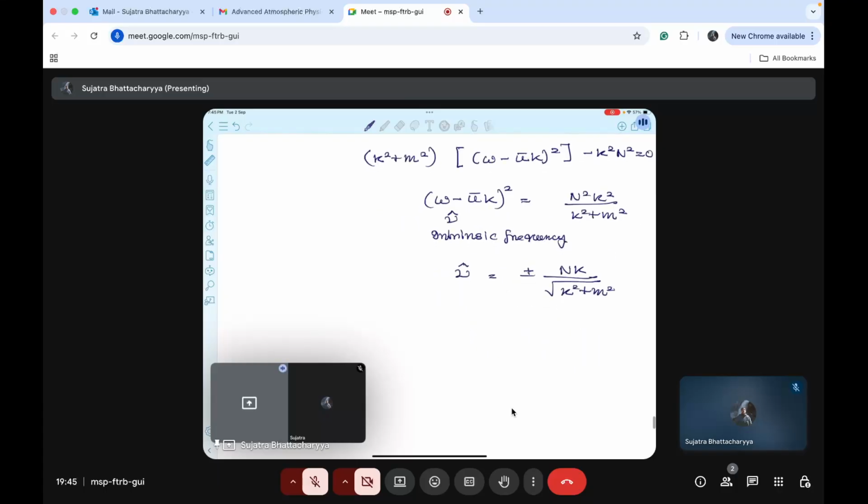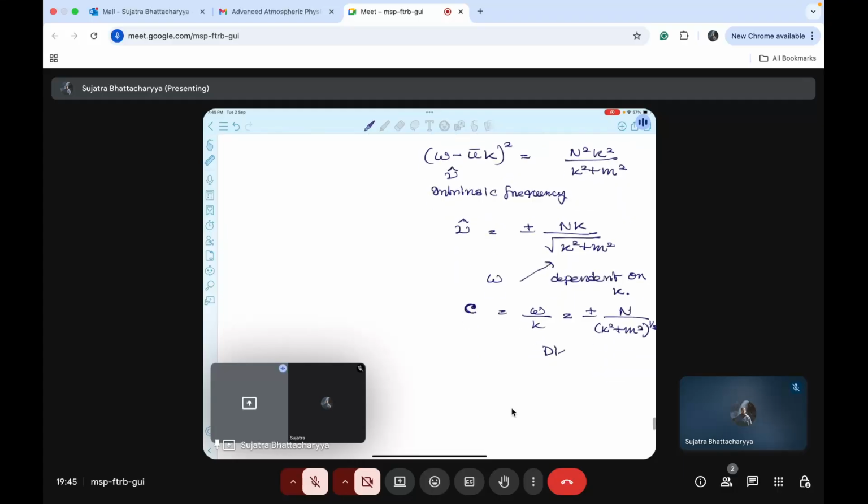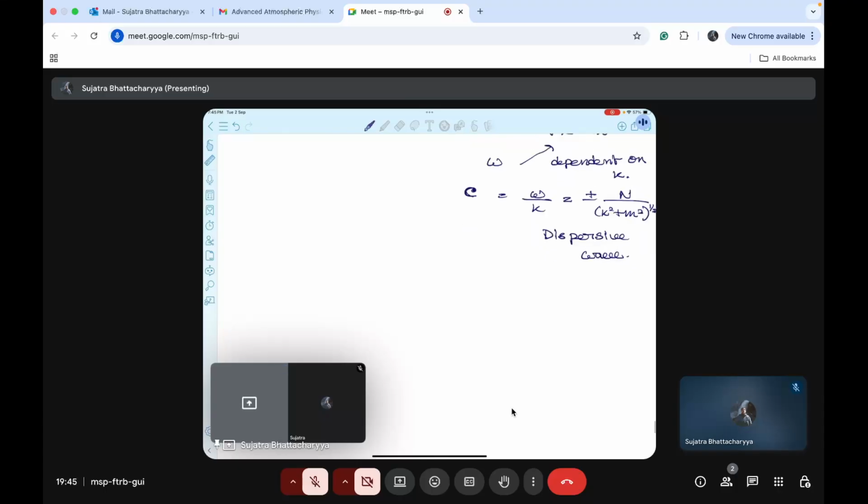And you can clearly see that your omega is dependent on k, or the phase velocity, which is omega by k, is nothing but plus minus n divided by (k square plus n square) to the power half. So these are dispersive waves. These are dispersive waves, and this is the phase velocity.